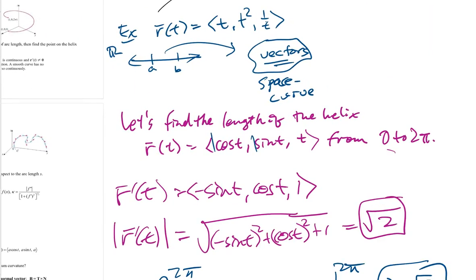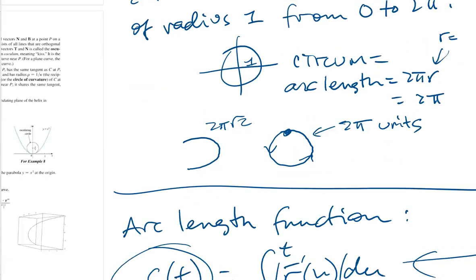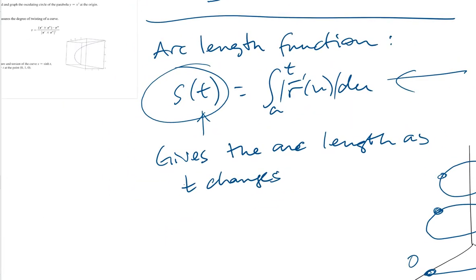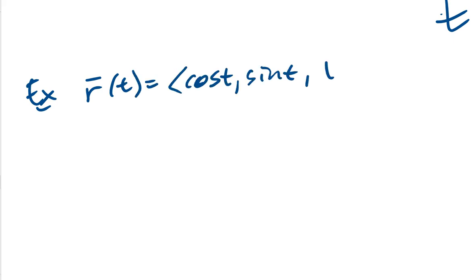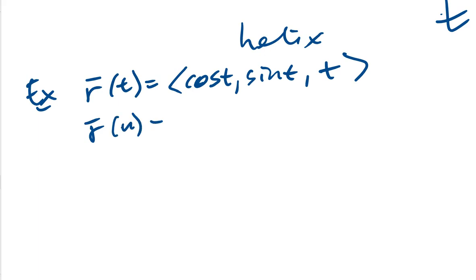All right, so what does that mean? Sorry, I didn't put them, but I should have. This is the length of r prime of u. So let's give an example of this. Suppose we have r of t, the same one we've dealt with: cosine t, sine t, and then t. This is our helix again. Now I'm going to change it to u. So r of u is cosine of u, sine of u, and then u.